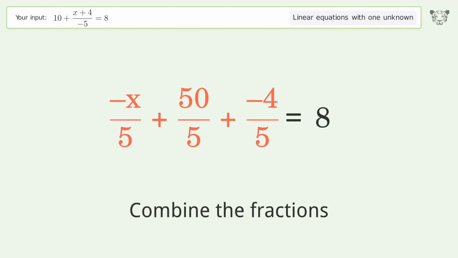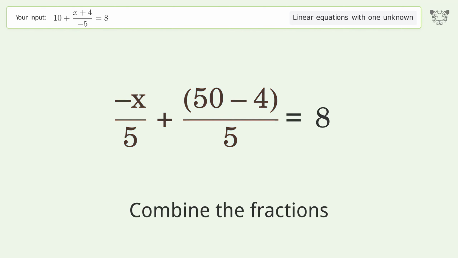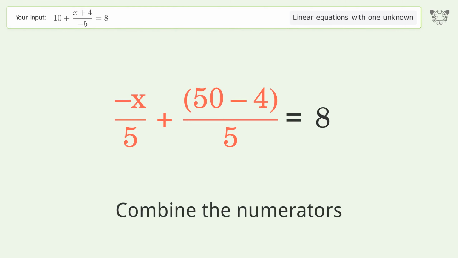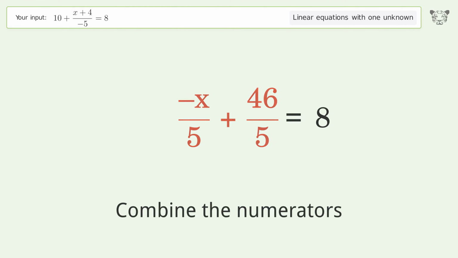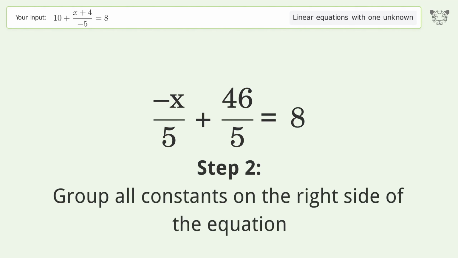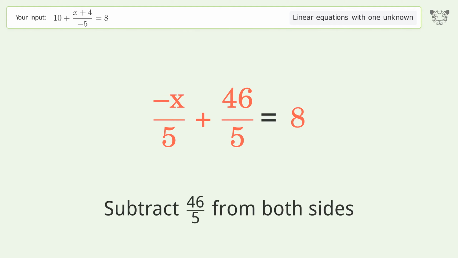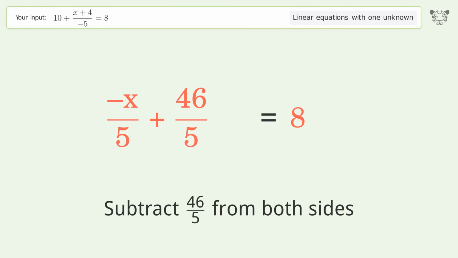Combine the fractions. Combine the numerators. Group all constants on the right side of the equation. Subtract 46 over 5 from both sides.